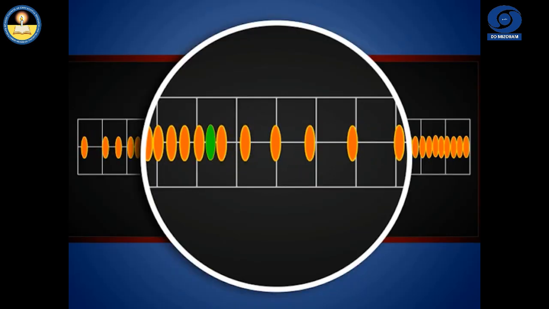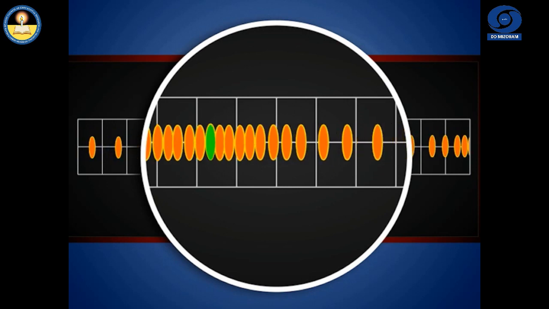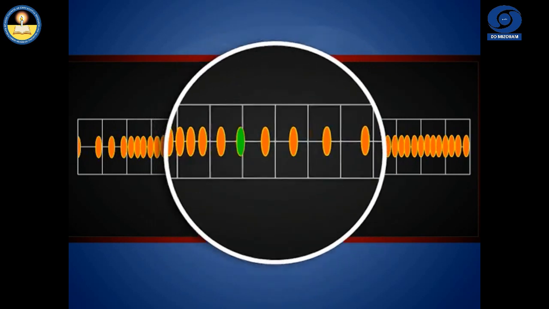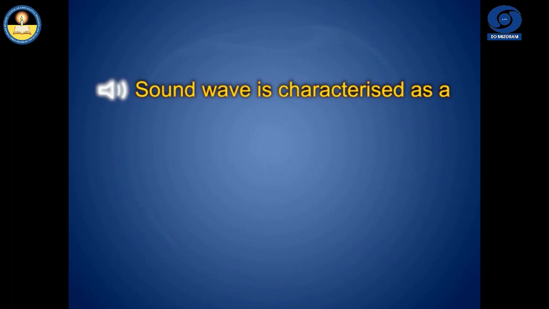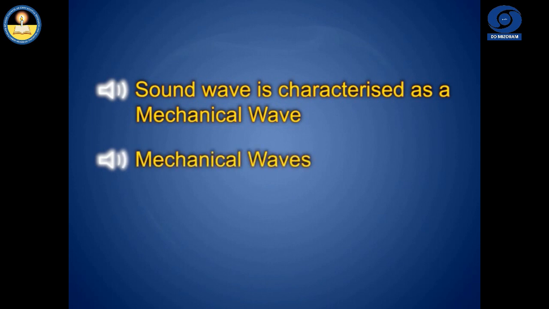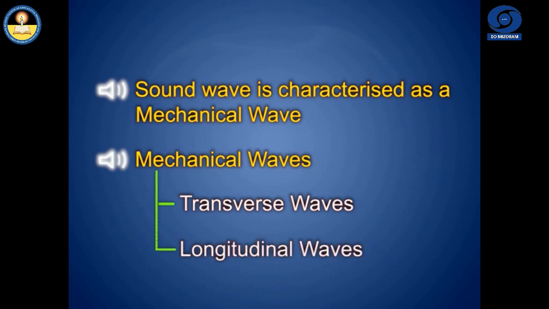Since a sound wave is a disturbance which is transported through a medium via the mechanism of particle-to-particle interaction, a sound wave is characterized as a mechanical wave. There are two types of mechanical waves: transverse waves and longitudinal waves. Both of these wave types are traveling disturbances, but they are different because of the way that they travel.